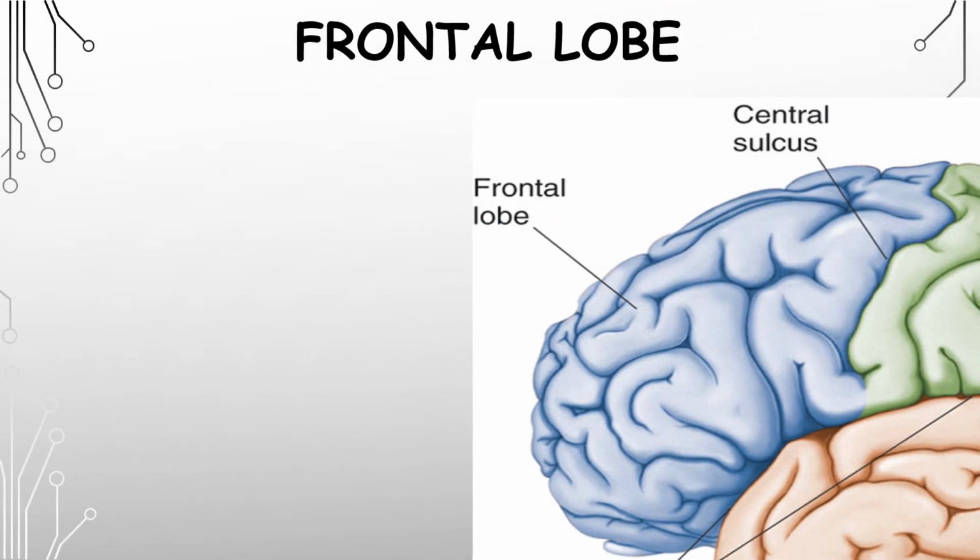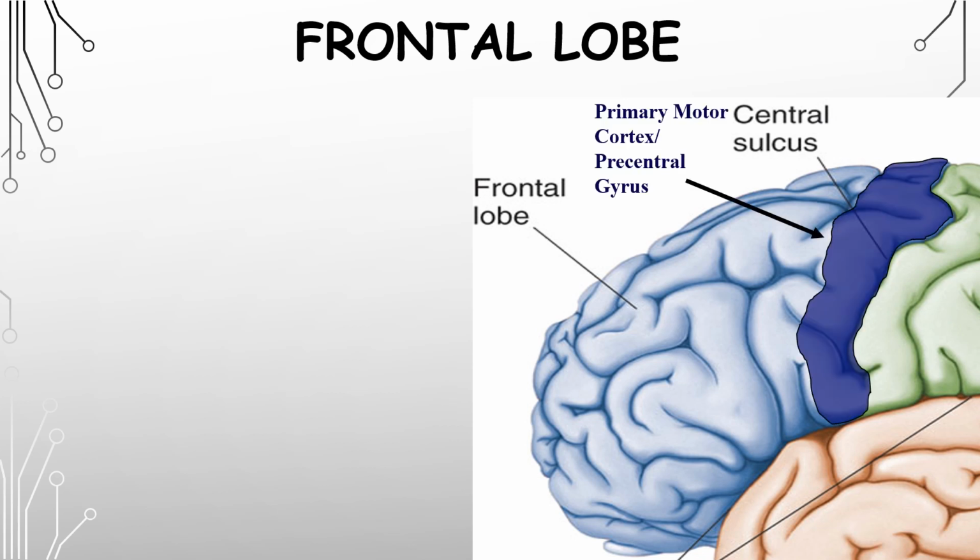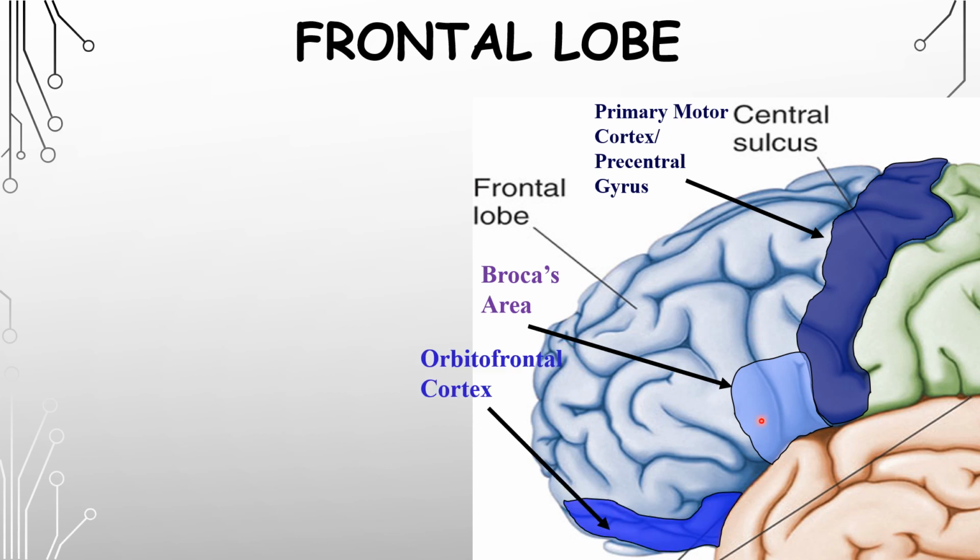Frontal lobe. So here you can see the primary cortex or the precentral gyrus, and this is the Broca's area, and this is the orbitofrontal cortex, and this is the olfactory bulb.